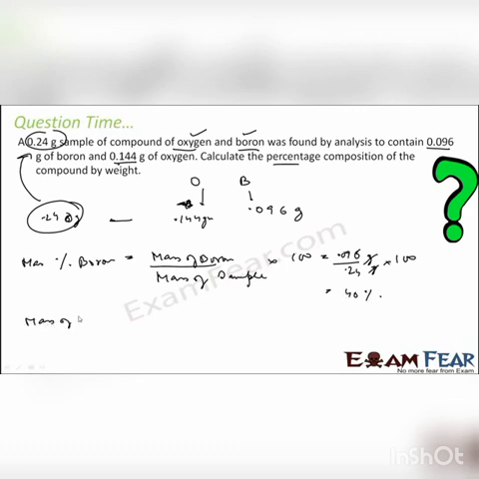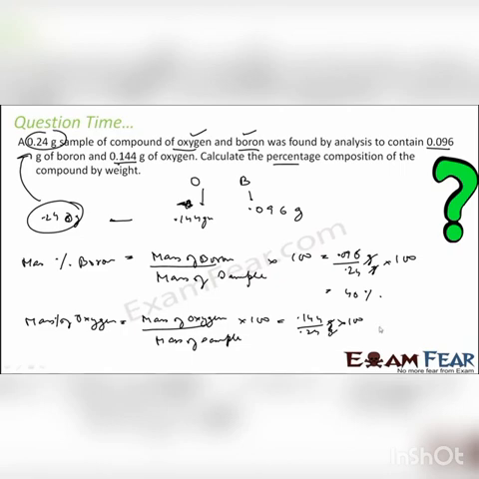Similarly, mass percentage of oxygen is mass of oxygen by mass of sample into 100. Directly, mass of oxygen is 0.144 by 0.24 gram into 100. You solve it, you get 60%. Or directly you can say that mass percentage of oxygen is 100 minus 40%. That is also one way, because there are only two elements in this.